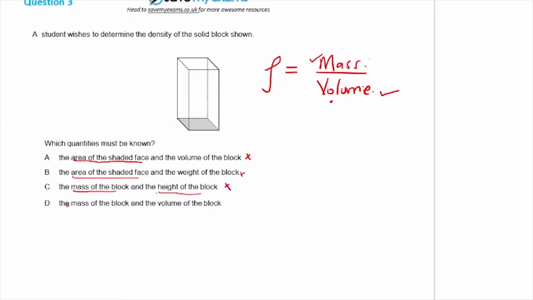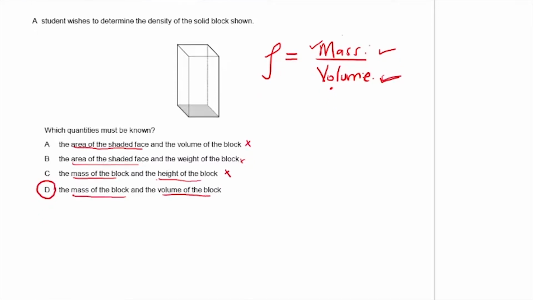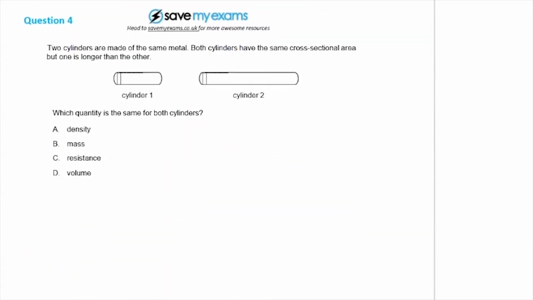Then here, part D, they are saying the mass of the block and the volume of the block. Just like you said, the mass of the block, it is right there, and then the volume of the block, it is right there as well. So the answer is D. That's question 3. Moving on to the next one.